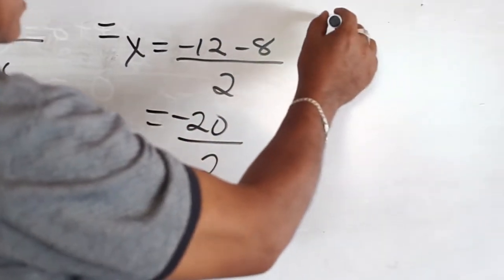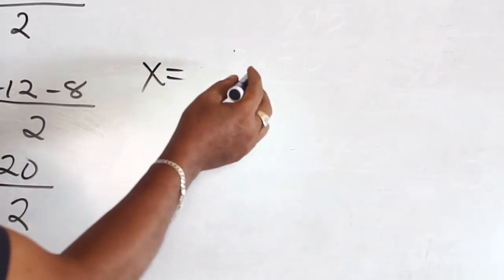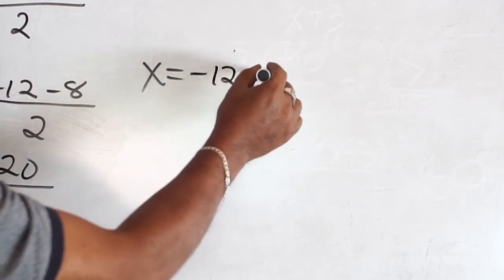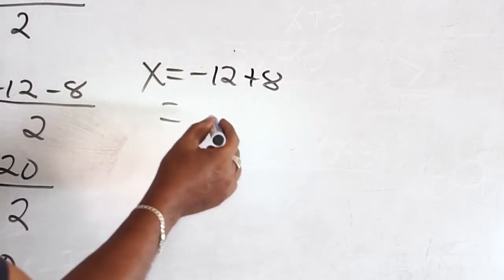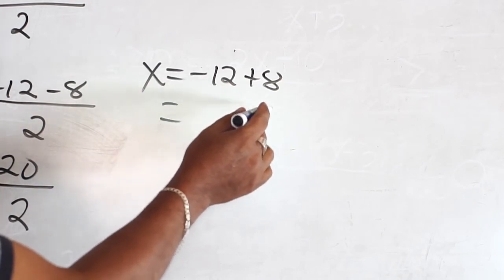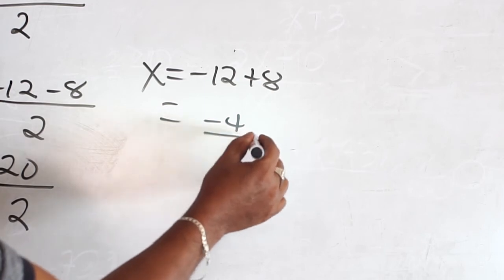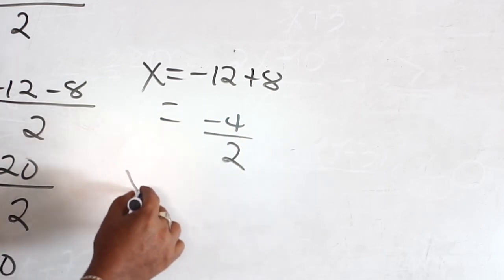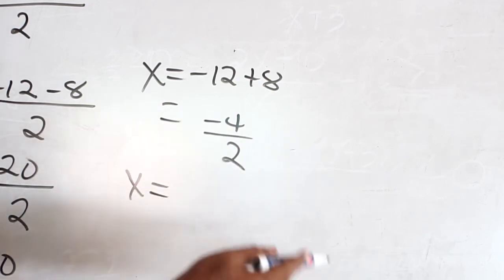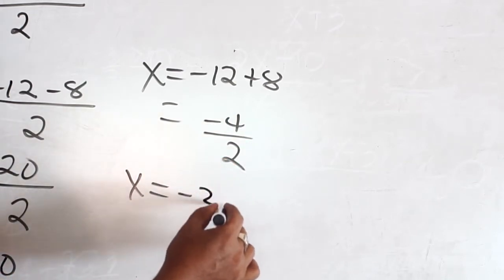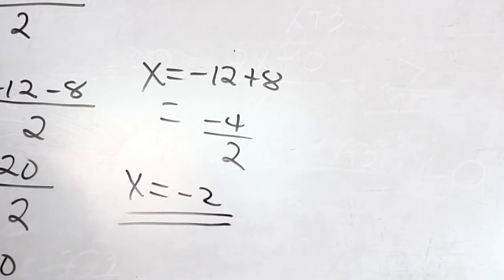Then for the second element, okay, we have negative 12, then we have plus 8, then equals. So negative 12 and positive 8, the result is negative 4. Then divide it by 2. So the second element is equal to negative 4 divided by positive 2. So we have here negative 2. This is now the second element.